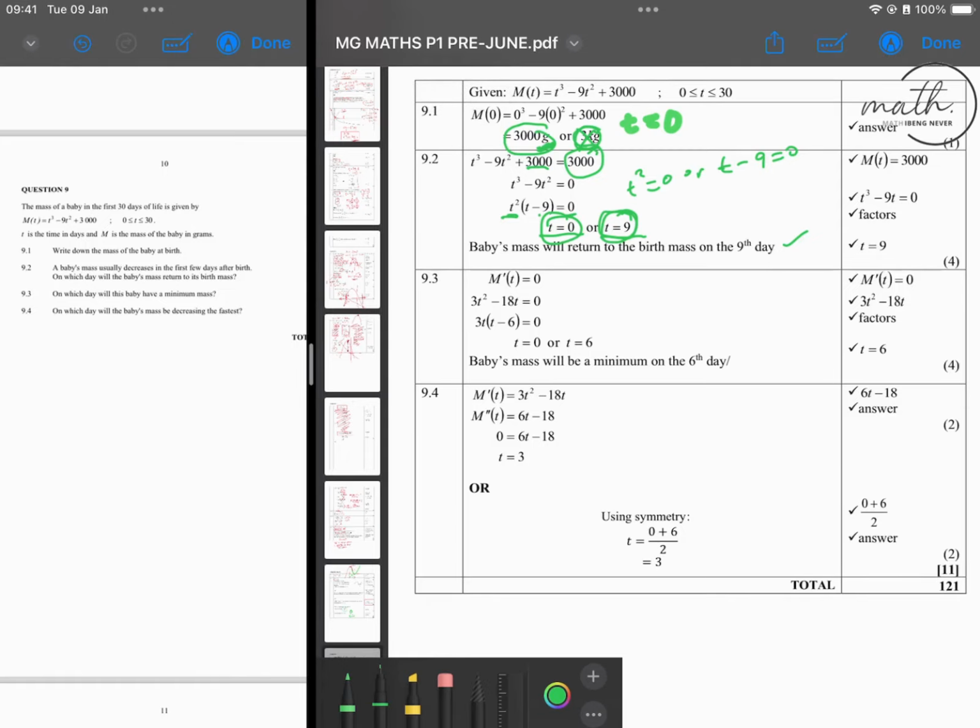9.3. On which day will this baby have a minimum? Minimum, if you've done it, you just find the first derivative, equate it to 0, solve for t. So it will give you the day. That means on day 0 and day 6.